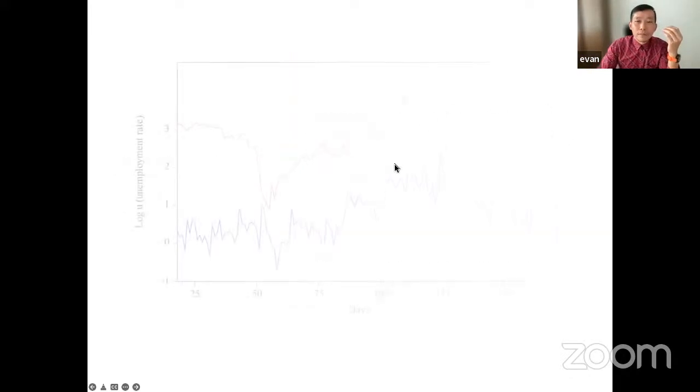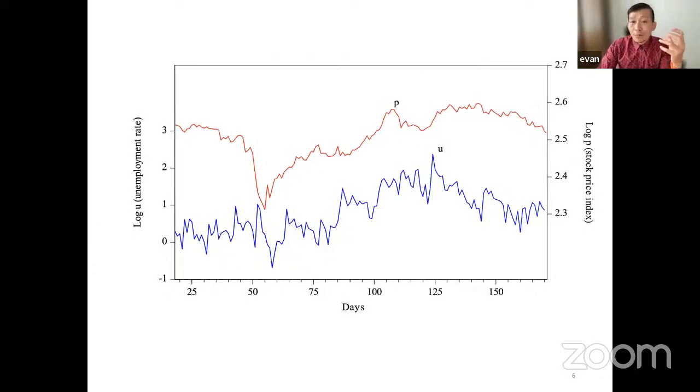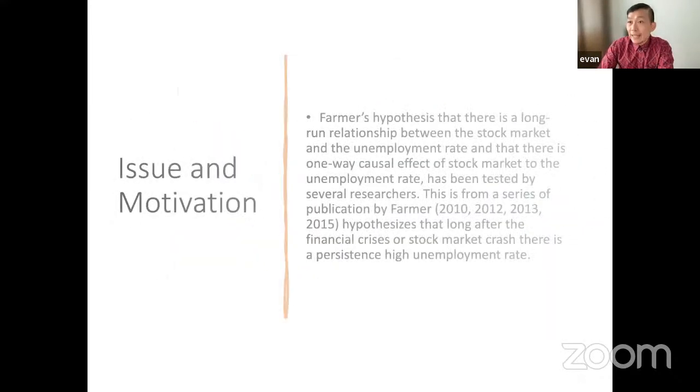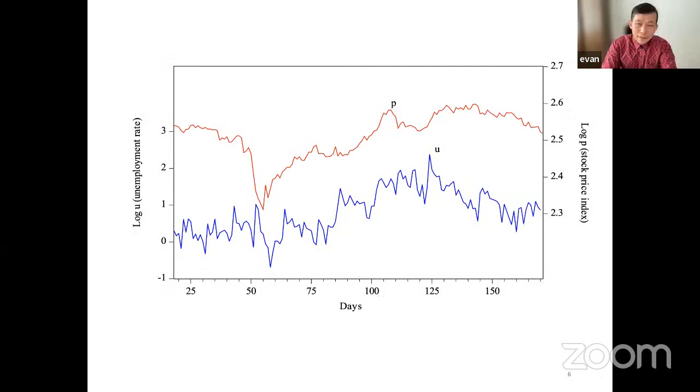Right. So this is what we plotted from the data that we have, based on these two relationships. The one in red refers to the stock market. The one in blue refers to unemployment, plotted based on the daily data that we collected from the sources we use in the estimation here. We found that you see there's a kind of pattern. P refers to the stock market, and U, the blue color, refers to unemployment.